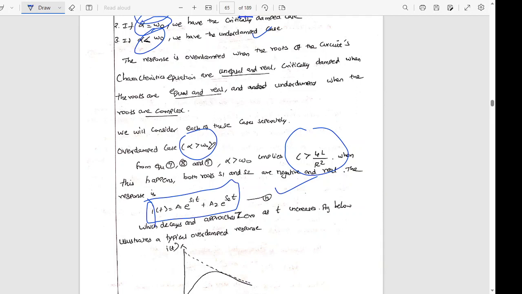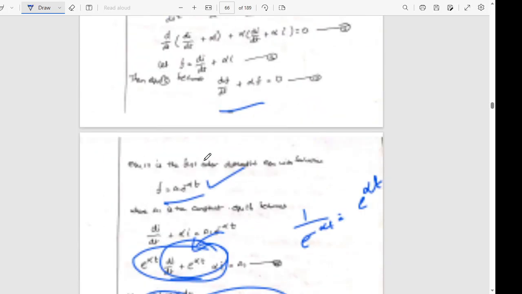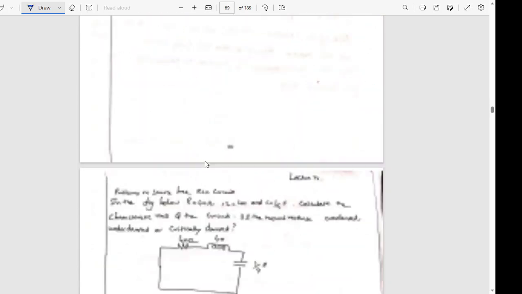So identify the case. Based on the case only, the formulas are to be considered. This is the one important thing you have to remember. There are three different formulas for finding the current. One is for the overdamped case, second one is for the critically damped case, and third one is for the underdamped case. Okay, so now let us come to the problem.